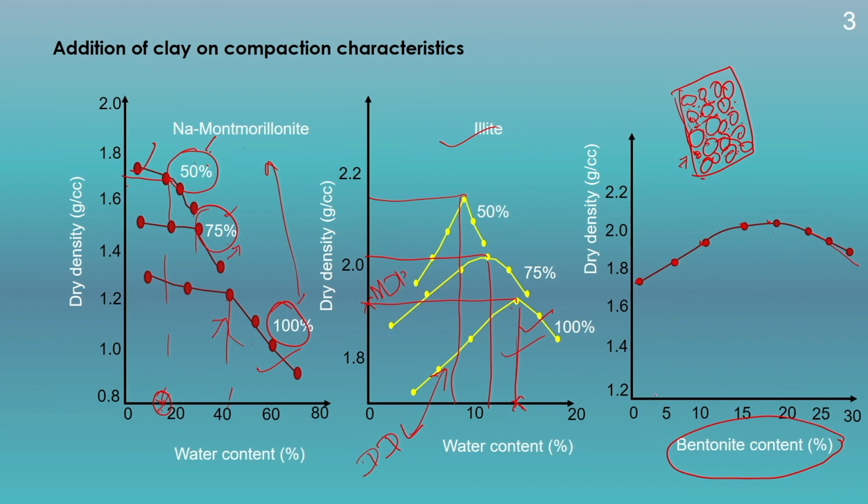Therefore, initially with increase in the montmorillonite content or bentonite content, the dry density will increase, because at that time it will not be sufficient to fill this void space. Once the void space gets filled up, a further addition of the bentonite content or montmorillonite content will not decrease the volume. In fact, it will increase the volume due to its swelling tendency. Therefore, the dry density of the soil will decrease.